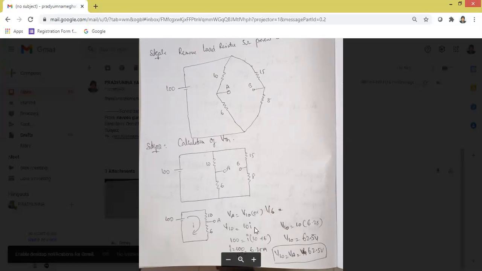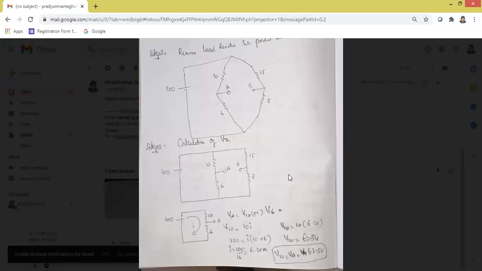V is equal to I into R. So if you see, apply the loop current. So 100 equal to I into 10 plus 6. And I is equal to 100 by 16, which comes to 6.25 amperes.